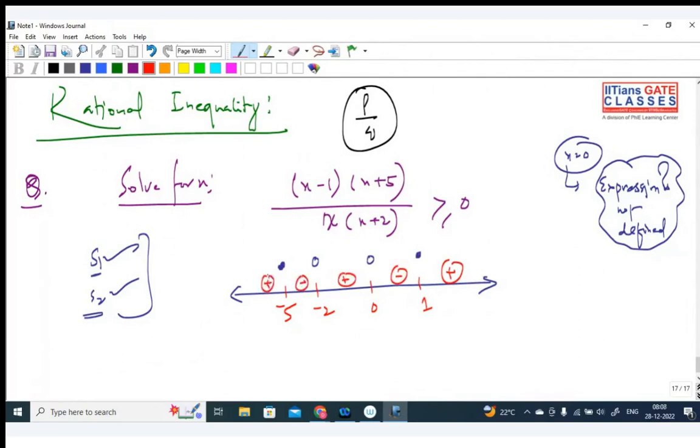I believe this is fine for everyone. Now what you want exactly is you want positive here, so don't choose this. This is going to be the picture. I believe anyone can answer now. So it is minus infinity to minus 5, 5 is included, union minus 2 to 0, they are not included. Minus 2 and 0 are not included, but the numbers in between are included. And 1 is included, and this is infinity.